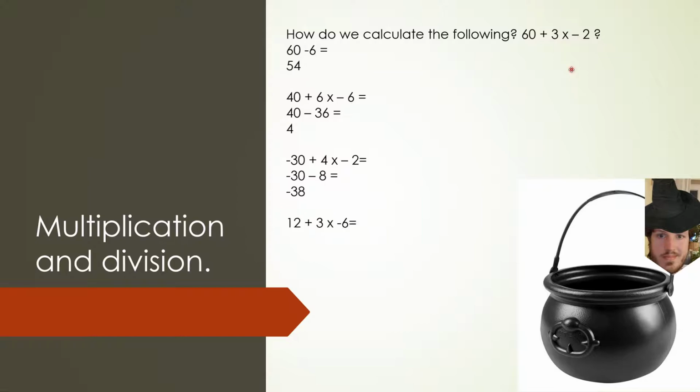One last one. Still, multiplication first. 3 times minus 6. Well, positive times negative equals negative. 12 minus 18 equals minus 6.